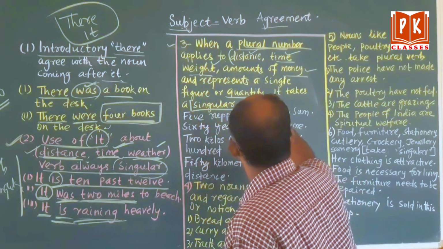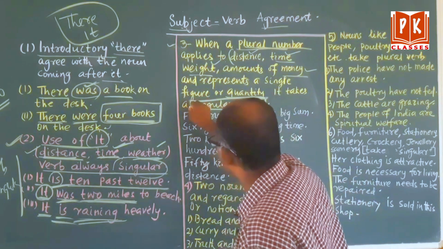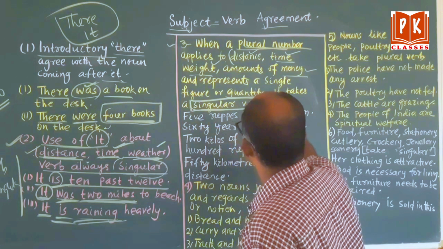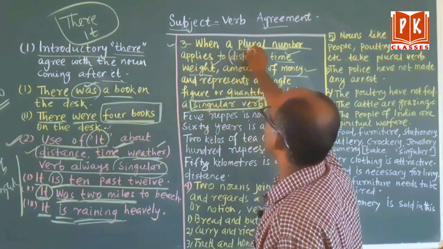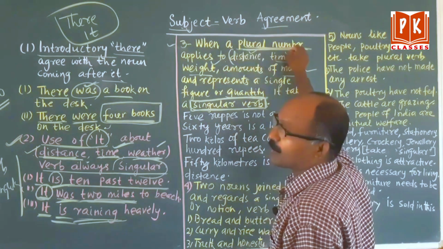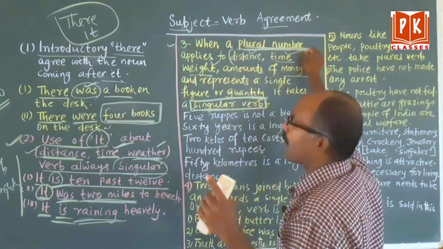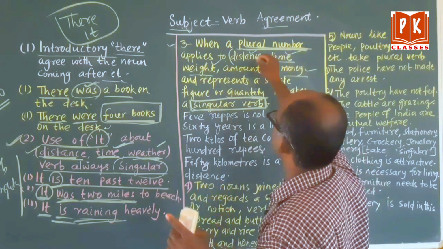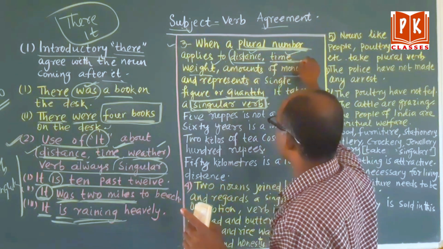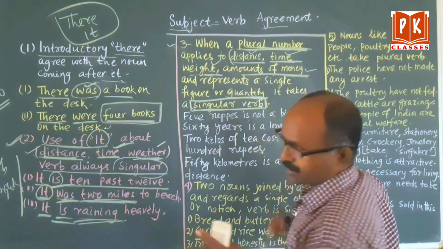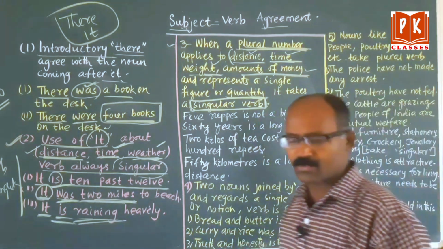Please remember, my dear students, please remember. Formula says it will take singular verb. But what is all about? Now it looks like plural number. To the eyes it looks like plural number. And in regard to what? Now in regard to distance, time, weight, amounts of money. Okay. Now we will discuss one by one.